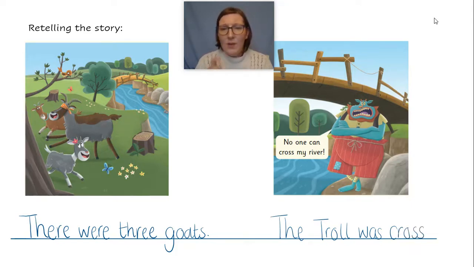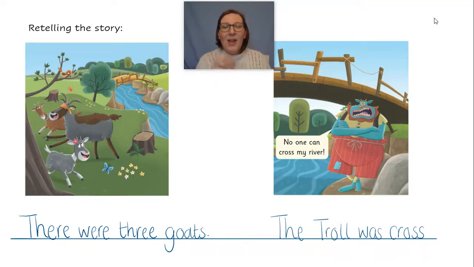Now, I've used the word cross here because he is very angry. And sometimes when you're cross and you're angry, we can use the word cross. So the word cross can mean angry, but it can also mean cross to move across something. Now, I've used the same word there, which has 2 different meanings.